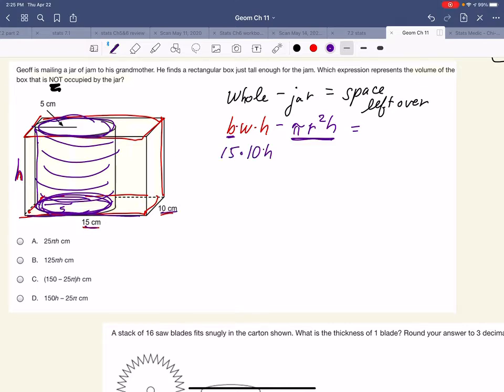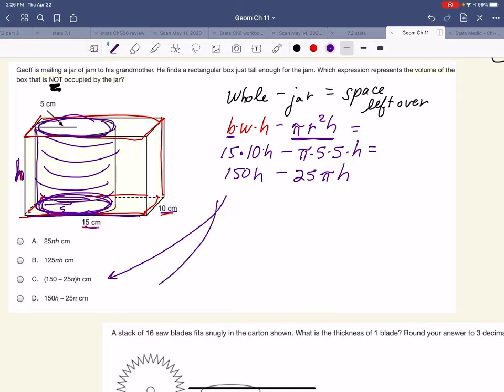And then I'm supposed to leave height h. So that'd be 150h. And then I got pi, and I know my radius is 5. So pi times 5 times 5 times h. So minus 25 pi h. Now, it looks like, yeah, these two look an awful lot like it.